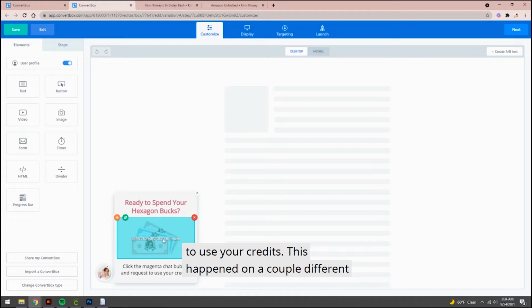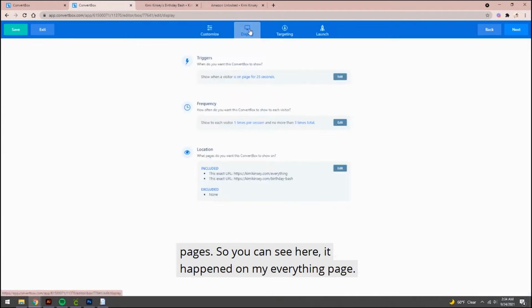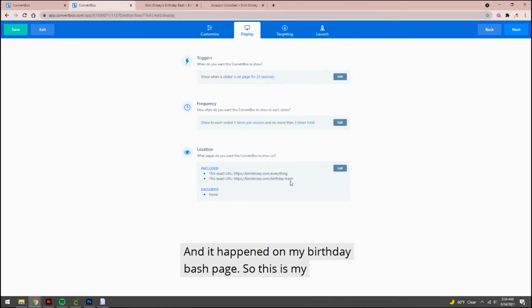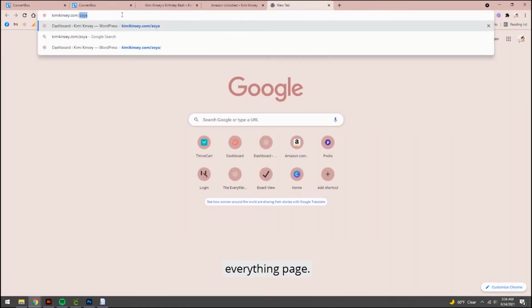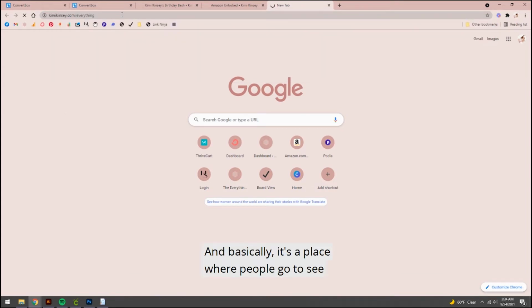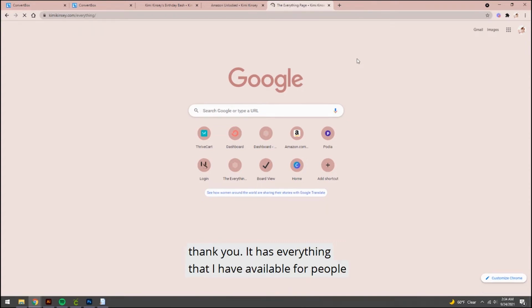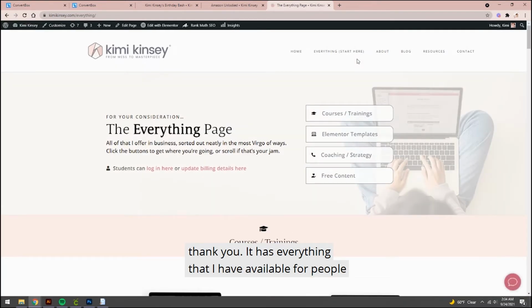This happened on a couple different pages. So you can see here it happened on my everything page and it happened on my birthday bash page. So this is my everything page. And basically it's a place where people go to see everything that I have for sale. It has everything that I have available for people to buy.